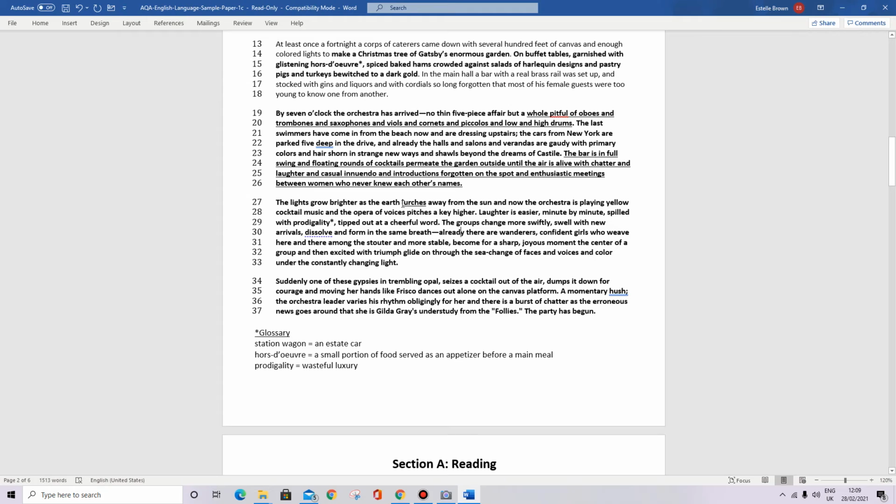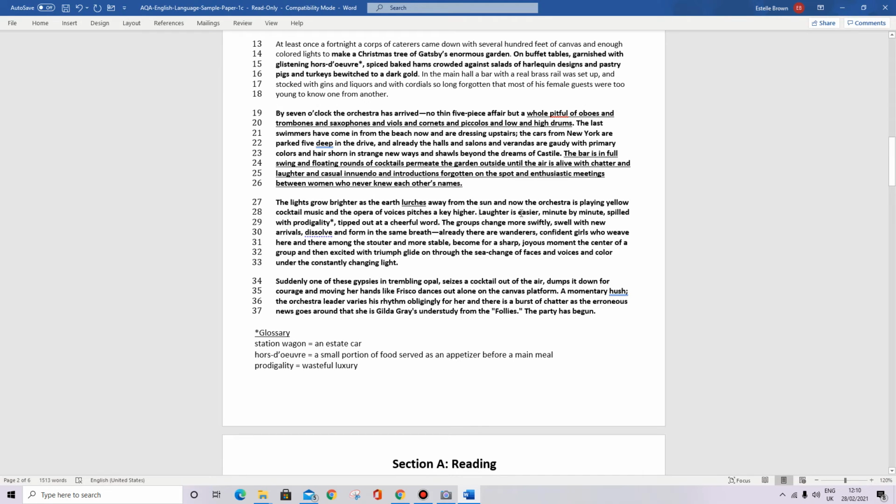The lights grow brighter as the earth lurches away from the sun, and now the orchestra is playing yellow cocktail music and the opera of voices pitches a key higher. Okay? So they're all getting excited. And remember what I said about it's sensory information, isn't it? It's as if you are there because the writer is building this full picture of this place, yeah? What you can see, what you can hear, what you can feel or smell.